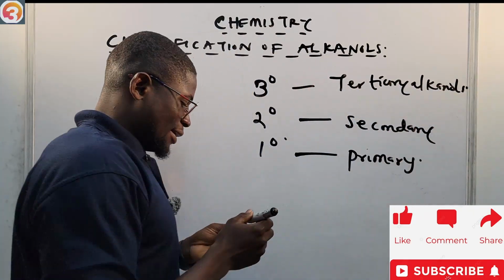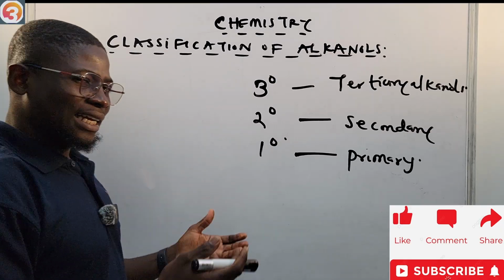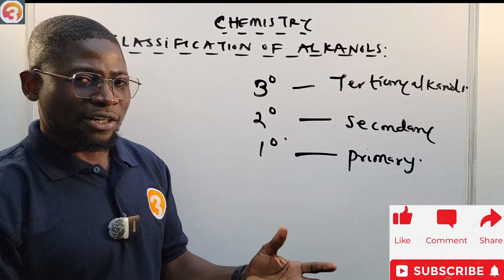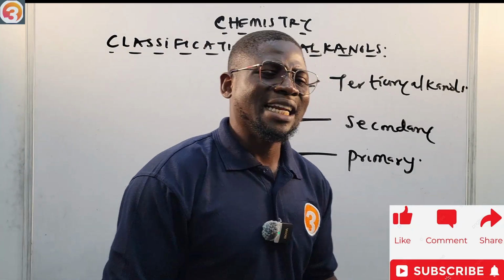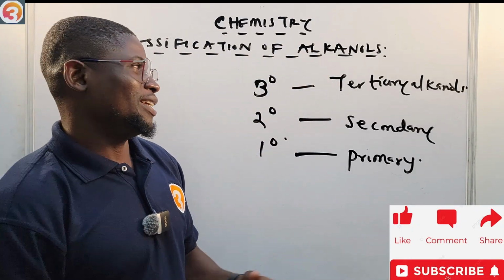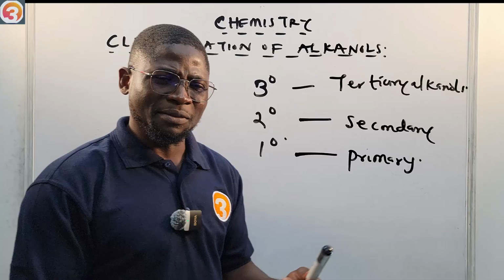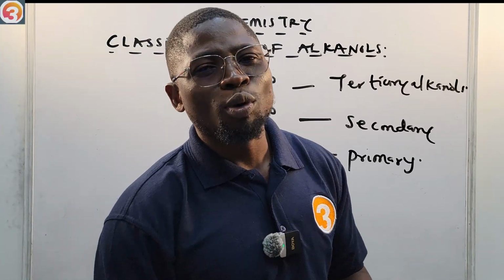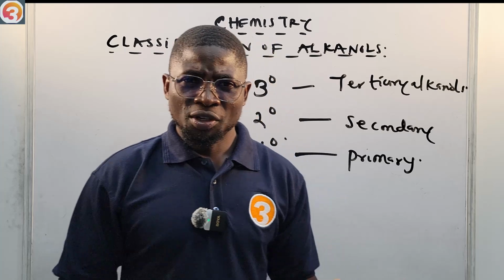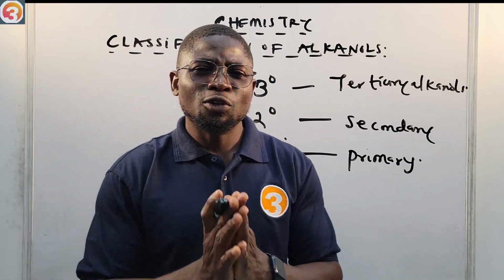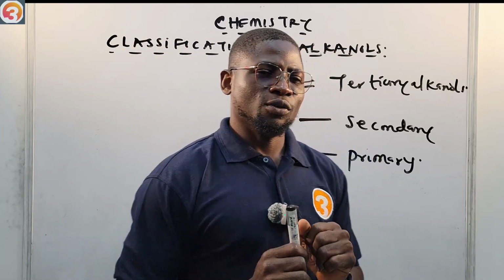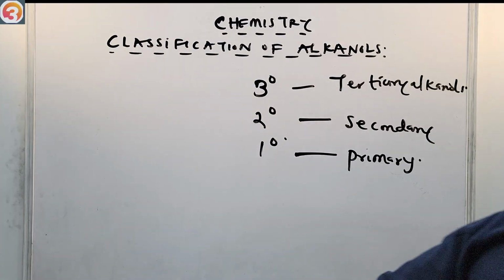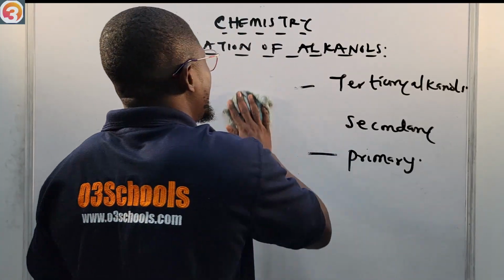Now, how do we know that an alkanol is a primary alkanol? How do we know that an alkanol is a secondary alkanol? And how do we tell that an alkanol is a tertiary alkanol? As you have seen, these are questions that JAMB sets, so you cannot escape it. You must learn it, you must know it. This class is built to make it very easier for you to understand. So let's look at the first one, which is the primary alkanols.